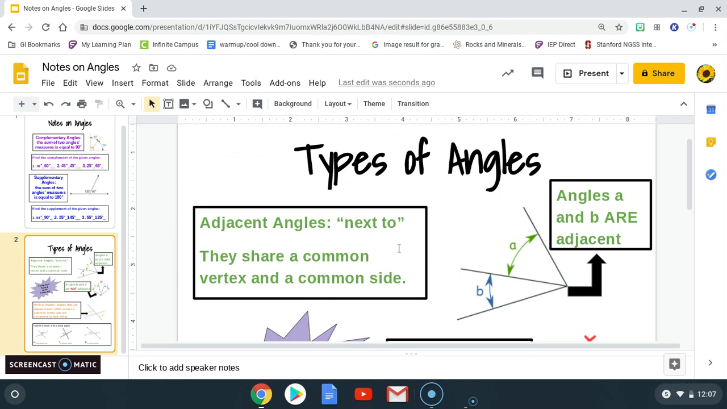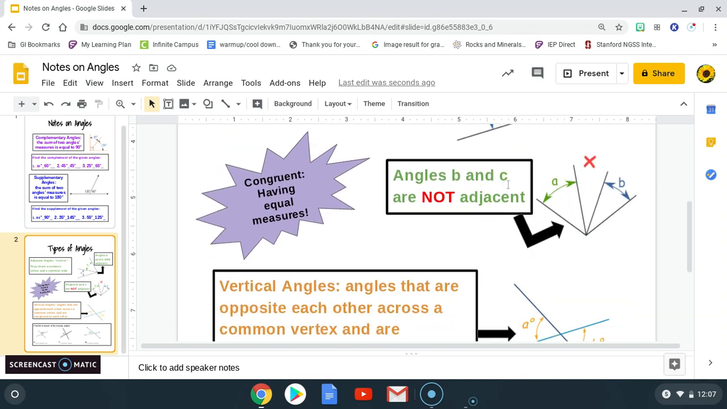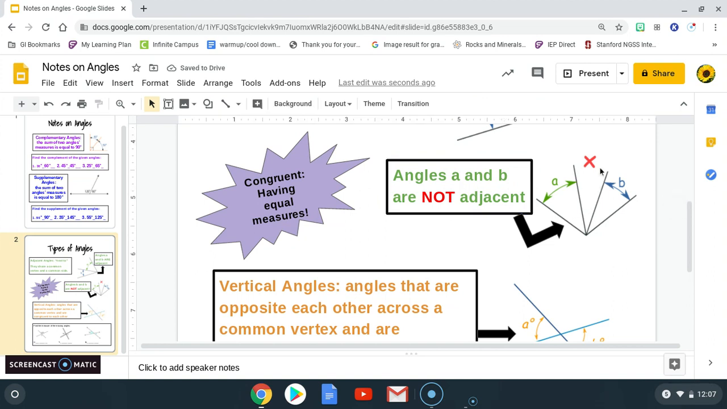So adjacent angles. Adjacent just means next to. So they share a common vertex, which is the point where they meet, and they share a common side. So angles A and B are adjacent because they both share this point and they share this side. They're right next to each other. Angles B and C, oh, I meant A and C. Sorry about that. So angles A and C are not adjacent because they do not share a common side. There's a space in the middle. So these are not adjacent or next to each other. Okay?